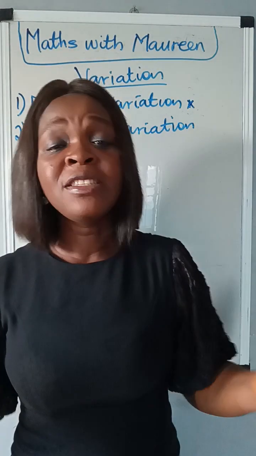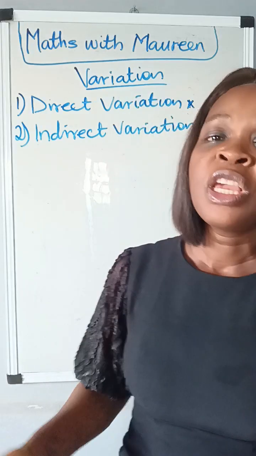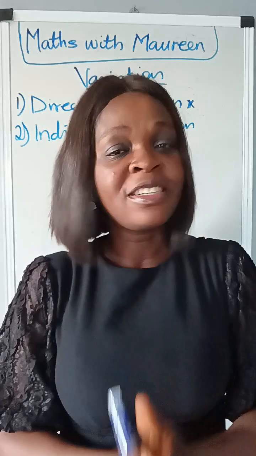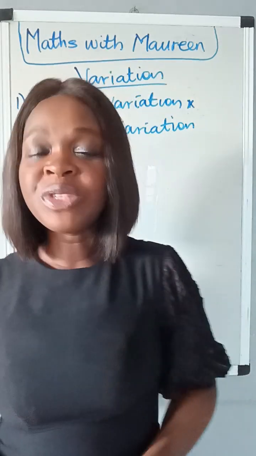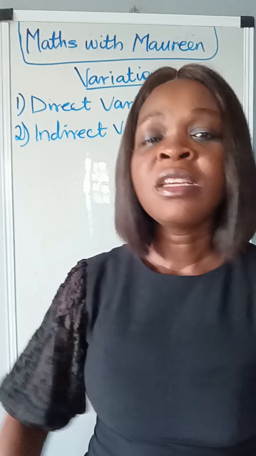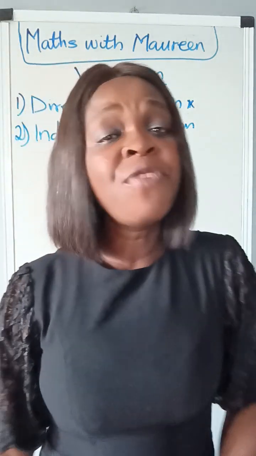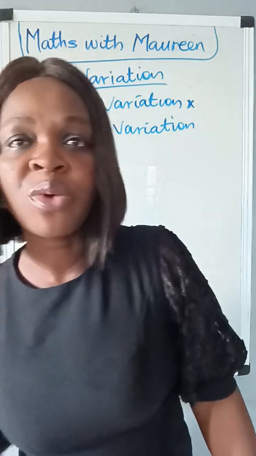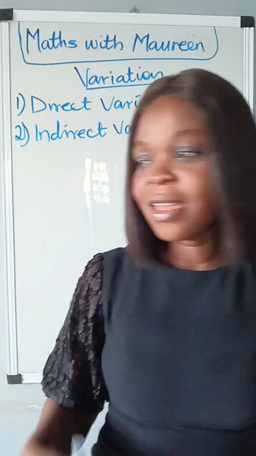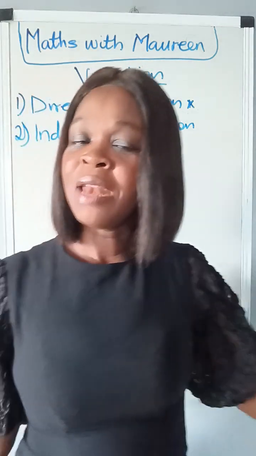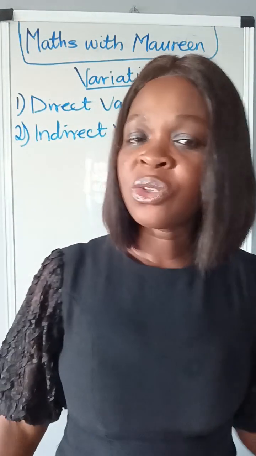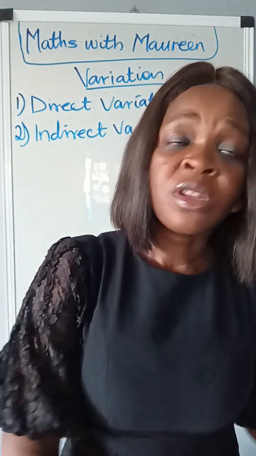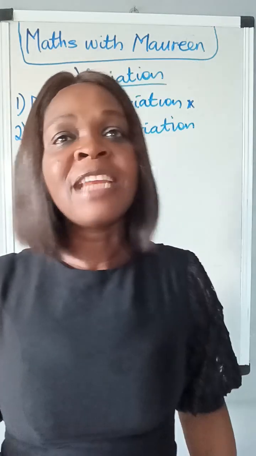So direct variation is just the relationship between two values in which both values increase or decrease together. They increase or decrease at the same time, okay? That is to say that if one value increases, the other value increases as well. If one value reduces, the other value reduces as well. For example, more money, more work, okay? Then more work, more money. Less work, less money, okay? So that's a real life example of what? Direct variation. If this one is increasing, the other one is increasing as well.